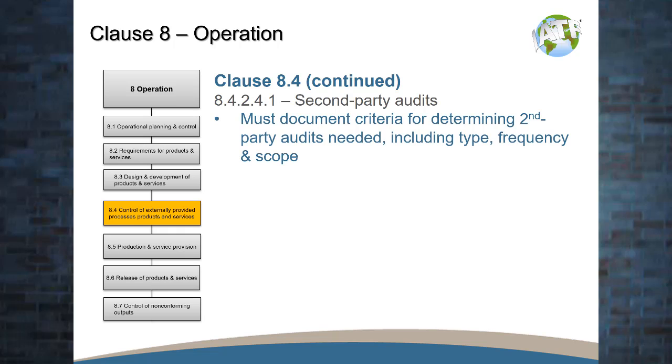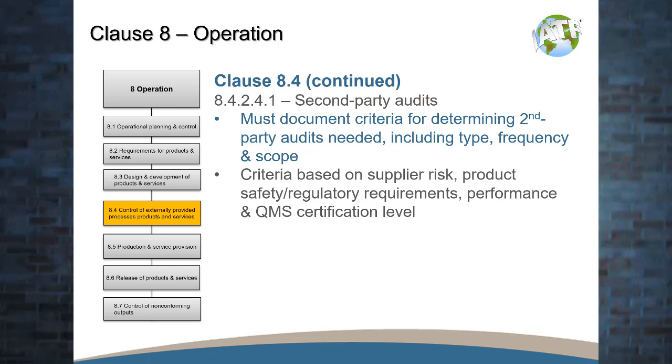Second party audits, you must document criteria for determining second party audits needed, including the type, frequency, and the scope. So criteria needs to be based on supplier risk, performance of their QMS, the product's safety and regulatory requirements for that supplier base, and their certification level.